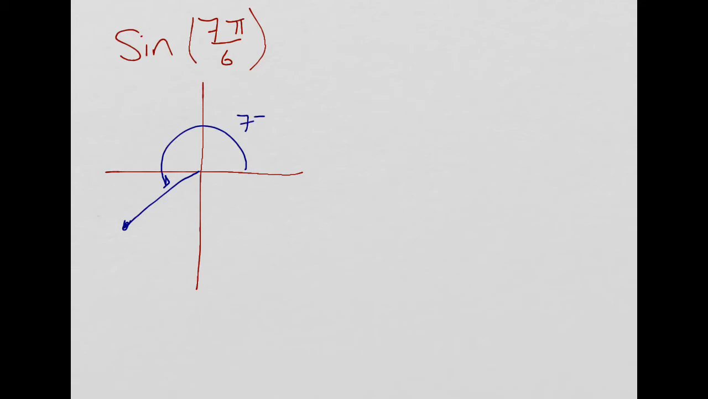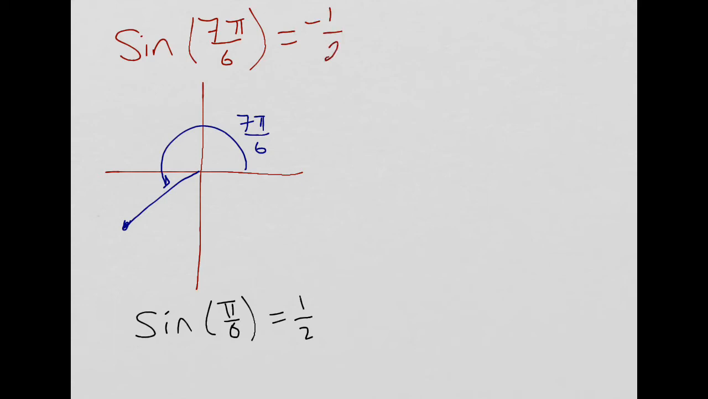Seven pi over 6 takes us all the way over there, down into the third quadrant. So down here we know that both the x and y coordinates at this point will be negative, sine and cosine will both be negative. And we also know from our chart that sine of pi over 6 is 1/2. We should expect the same value, but with a possible change of sign. And since we're down here, both sine and cosine are negative, so I should get negative 1/2.